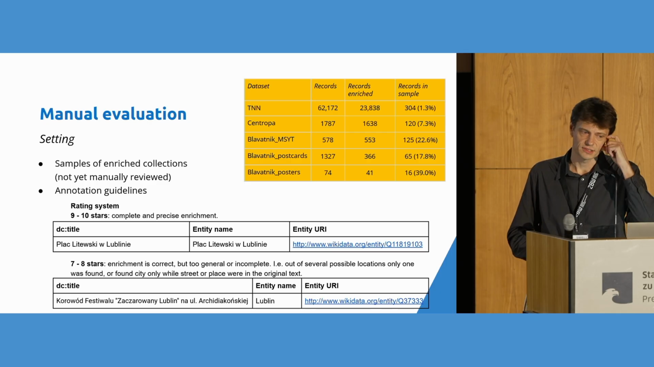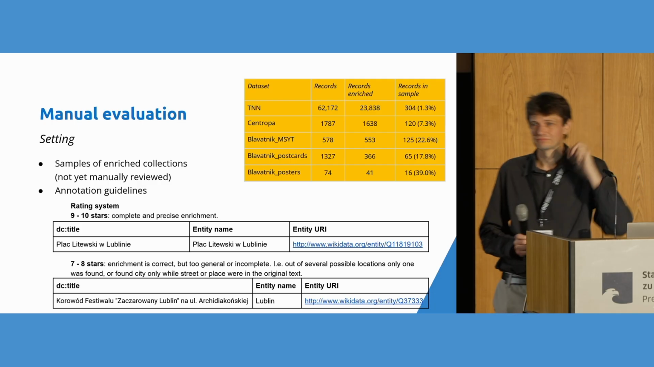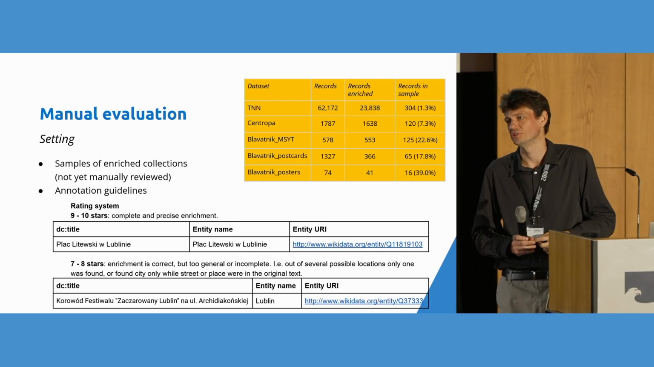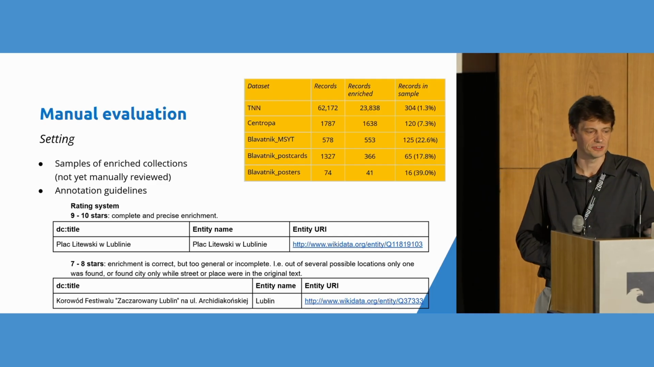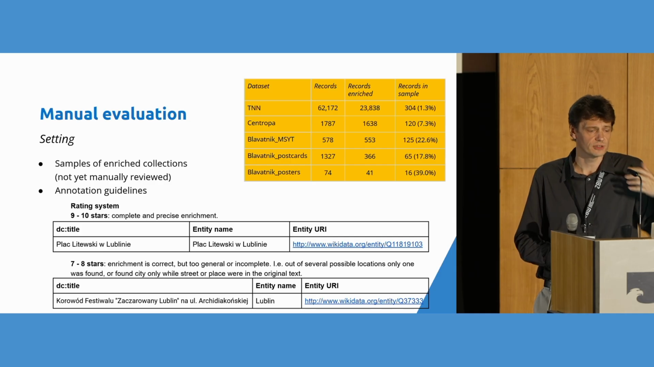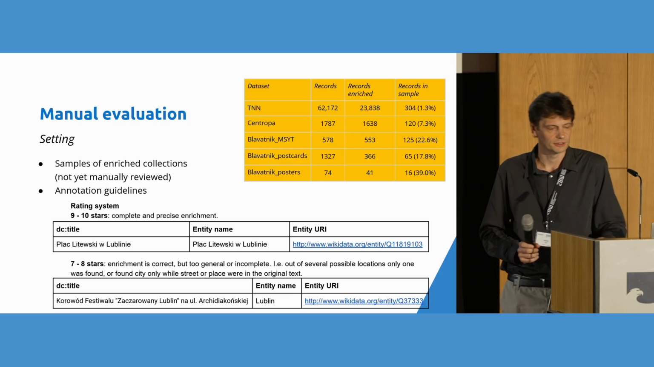So the rating that happened during this evaluation was using a 10-star system. I mean, there are several ways to do that. They just opted for that in the process. So with 9 and 10 stars being complete and precise enrichment, 7 and 8 stars being mostly correct enrichment, but there can be something missing. Maybe it's too general, or it's a bit incomplete.